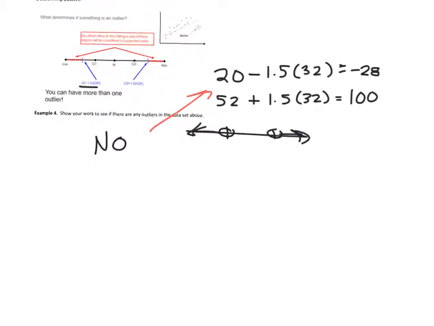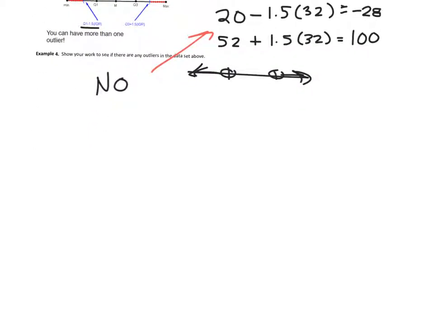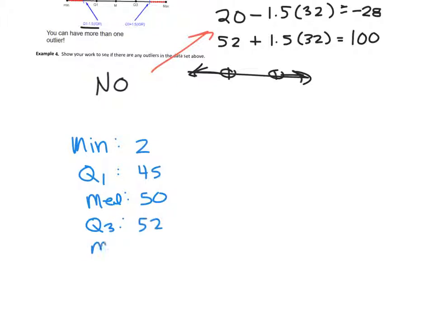I'm going to give another 5-number data set. We'll say our min is 2, our Q1 is 45, our median is 50, our Q3 is 52, and our max is 60. In order to figure out the outliers, I need to figure out what the IQR is. So the IQR is 52 minus 45, which is 7.